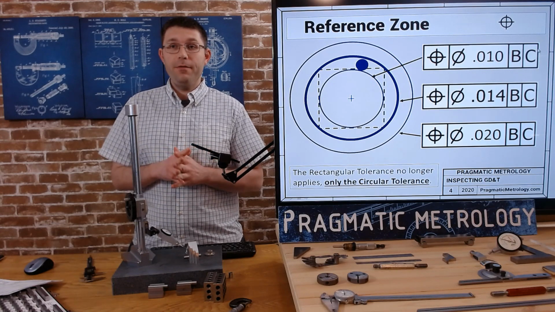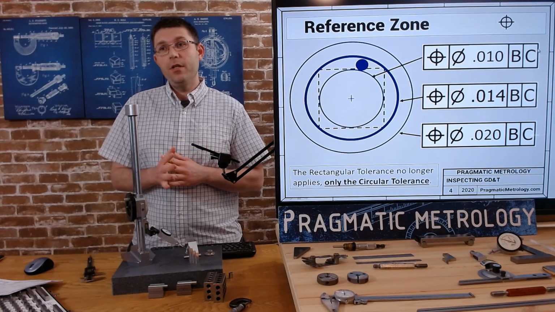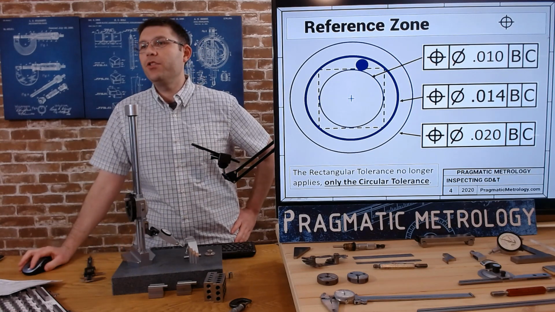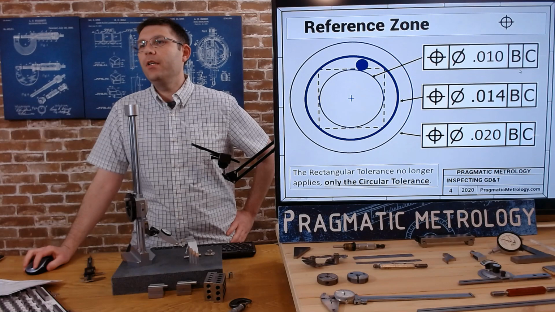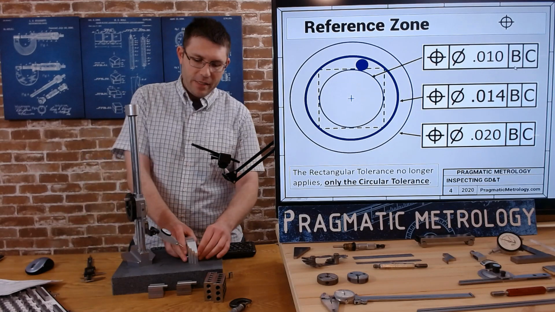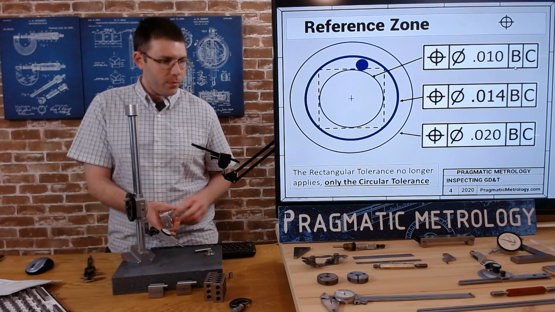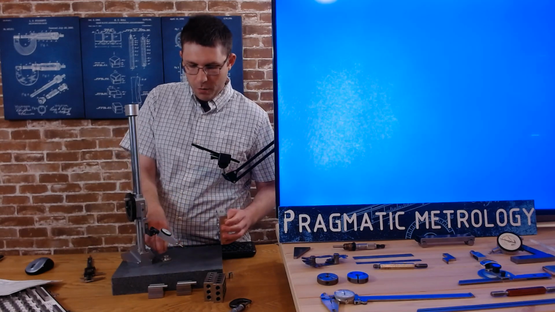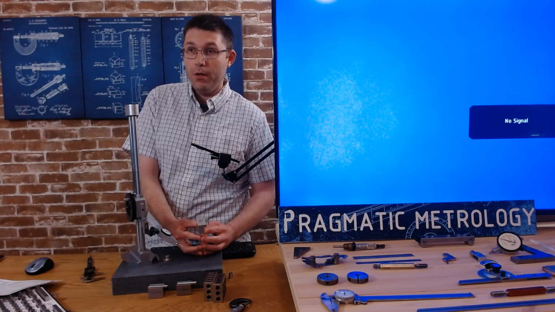Sometimes it's positive features or negative features, and sometimes it's only in one dimension. If it's called out to datums B and C, it's two dimensions. But if you just need something relative to one datum, for example, this we might want to control.